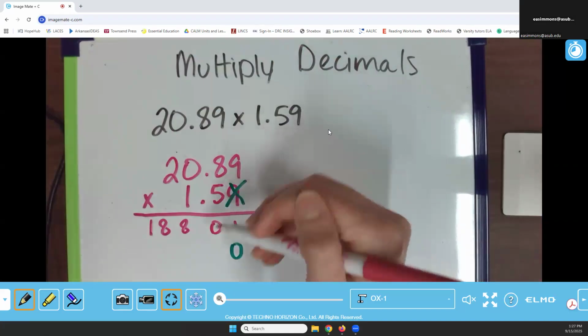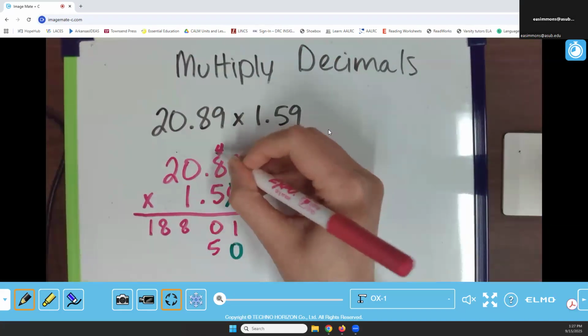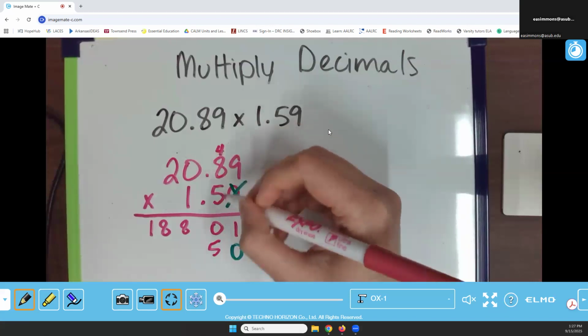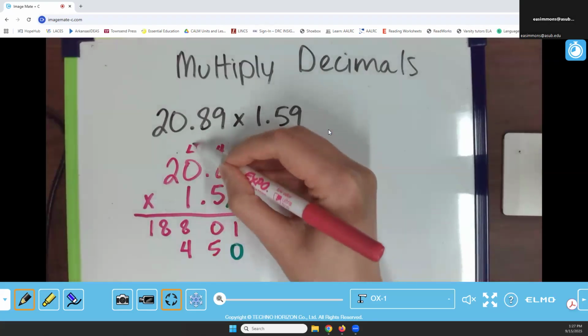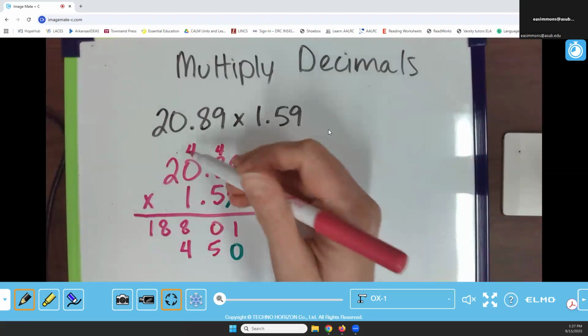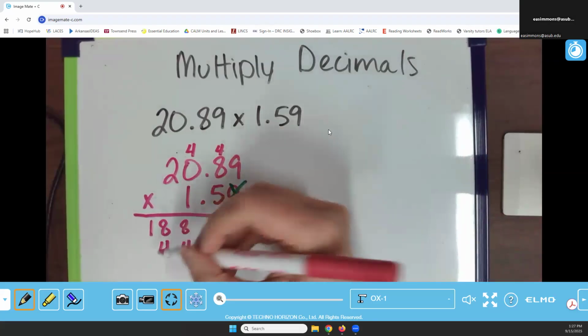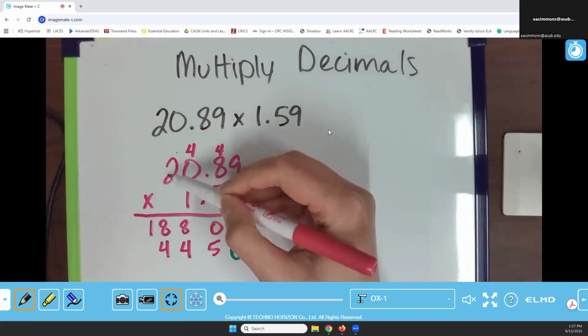Now I'll do 5 times 9 for 45. Carry our 4. 5 times 8 for 40. Add 4 to that to get 44. Carry a 4. 5 times 0 is 0, and add 4 to that to get 4. Then last, we'll do 5 times 2 for 10.